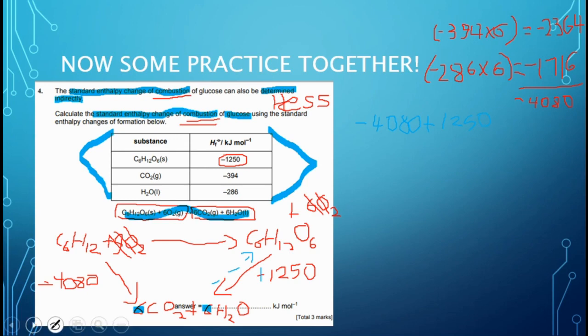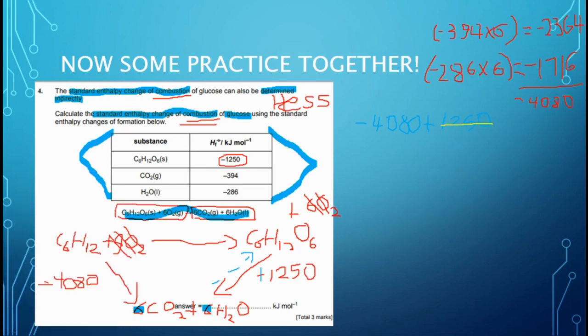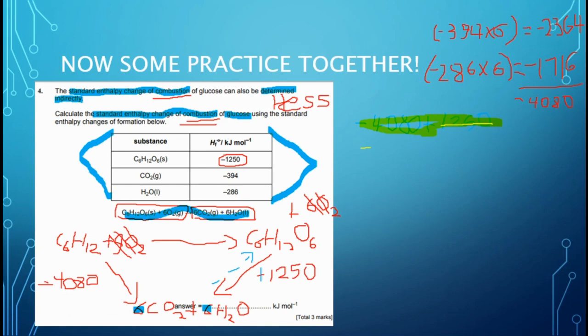Hopefully you can see that. If not, I might highlight it to help you. I think it makes it a little clearer. But let me repeat again: 4080 plus 1250. Now this value should actually give you minus 2830, which is the value here. And simply like that, that's how you get the answer.